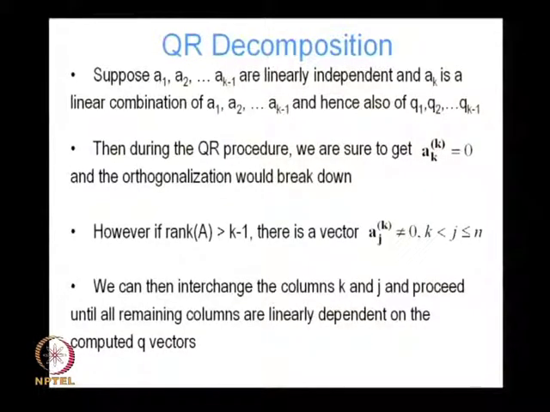So, what do we do? We do a pivoting, a column interchange. Suppose the jth column is not 0, where j is greater than k but less than or equal to m. We can then interchange the columns k and j and proceed until all the remaining columns are linearly independent of the computed k vectors. We keep on interchanging until we reach a situation where all the remaining columns are orthogonal to the computed q vectors, which means that all the remaining columns are 0.